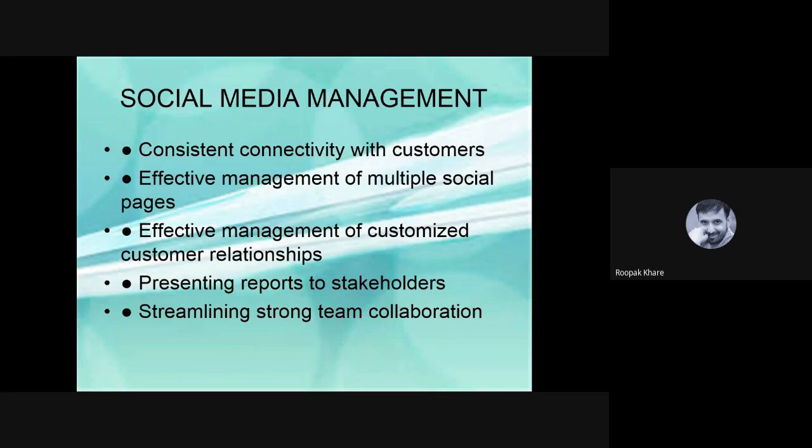There's something called social media management these days, very common. What kind of content should go, where it should go, how it is presented, how it is promoted, all of it is a part of social media management. Consistent connectivity with the customers is important. Effective management of multiple social pages is important. Effective management of customized customer relationships. Presenting reports to stakeholders, streamlining strong team collaboration. All this comes under social media management.